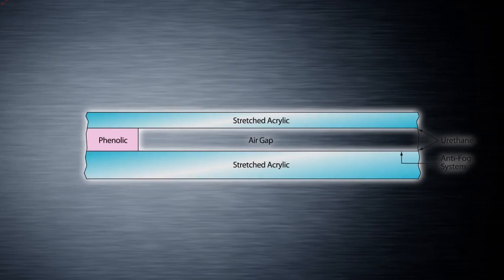If the number 3 windows are of the non-heated type, their structure is different to the others. Non-heated number 3 windows consist of 2 stretched acrylic panes separated by a phenolic spacer. The spacer provides an air cavity between the panes, which prevents fog from forming on the inner surface of the windows. Only non-heated number 3 windows have this type of structure.